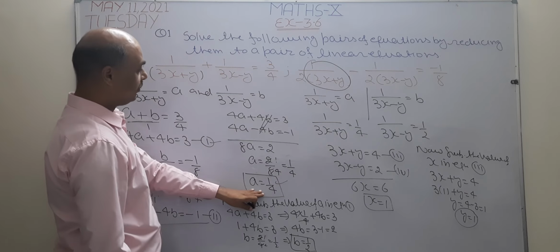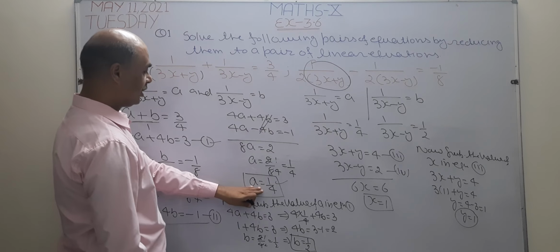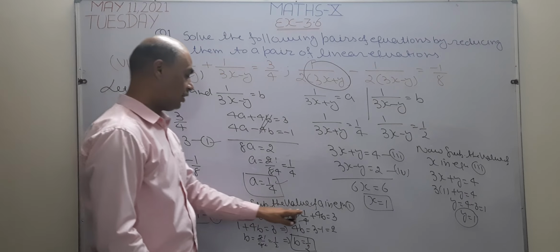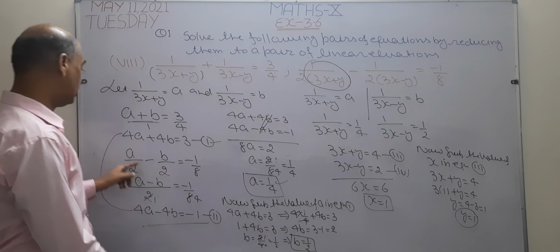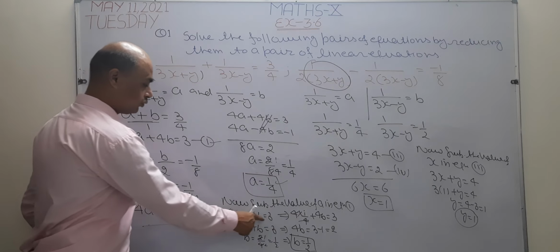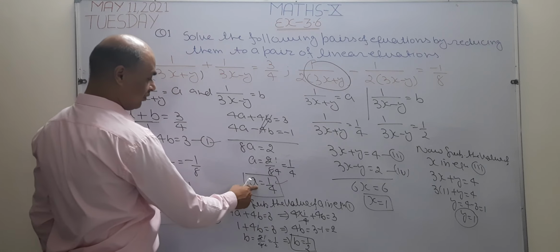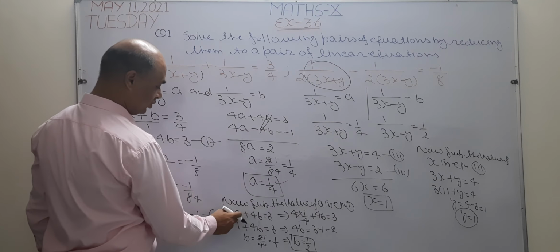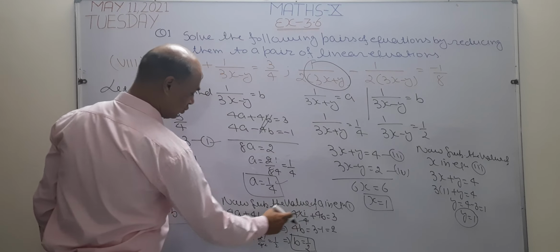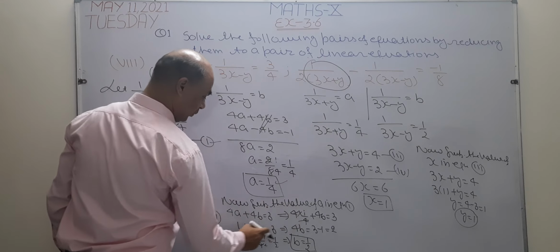Now what is the next step? Next step is we have to substitute this value of a in equation number 1. So I write here, now substitute the value of a in equation number 1. First equation is 4a plus 4b equal to 3. So I write 4a plus 4b equal to 3. What is the value of a? 1 by 4. So I write instead of a, 1 by 4. This is going to cancel. What is left? 1. So I write 1 plus 4b equal to 3.